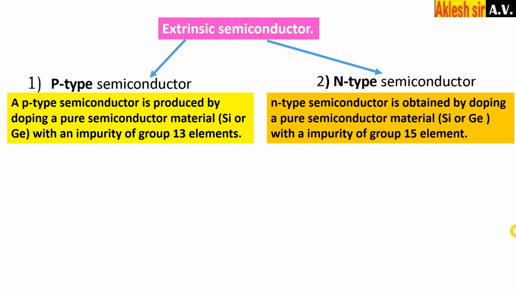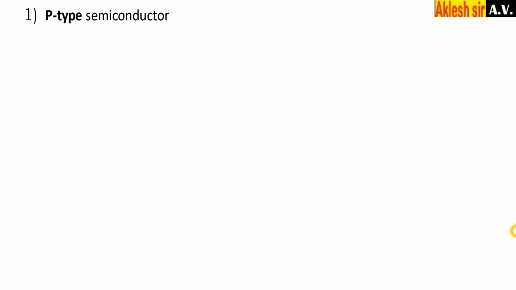Now an n-type semiconductor is obtained by doping a pure semiconductor like silicon and germanium with impurities of a group 15 element. So in this, you add impurities of a group 15 element, which has 5 electrons in the last shell. We will see these one by one in detail. First we will study the p-type semiconductor.